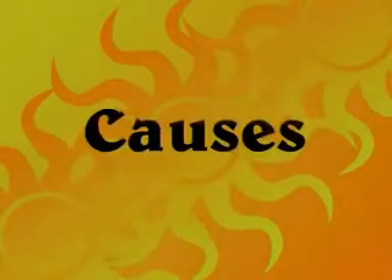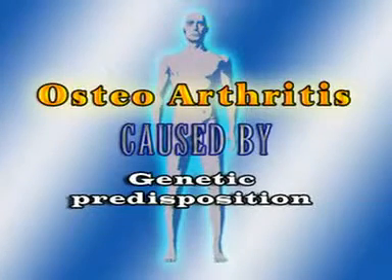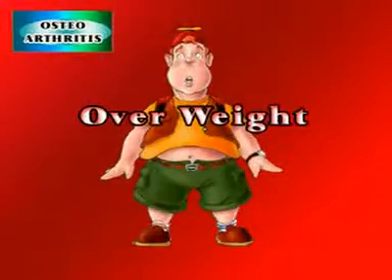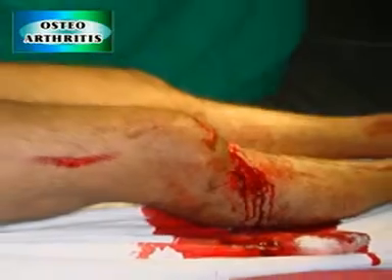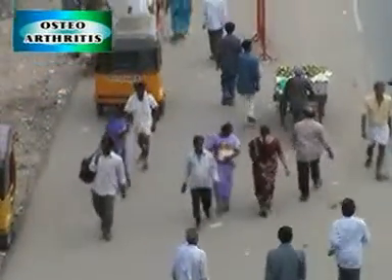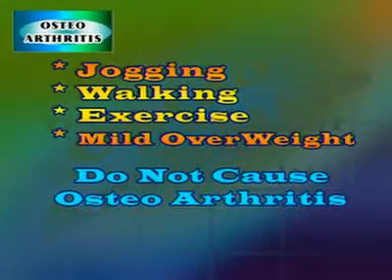So what causes arthritis? First, osteoarthritis. This is caused by genetic predisposition. Overweight, long distance running and significant injury to the joint can aggravate the problem. Gentle walking, exercises, and mild overweight do not by themselves cause osteoarthritis.